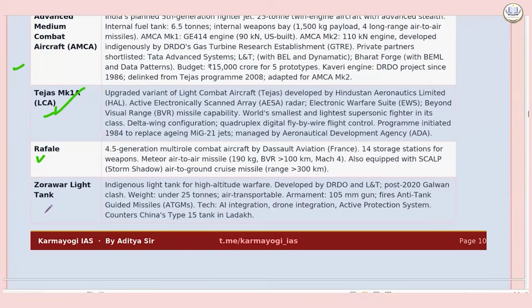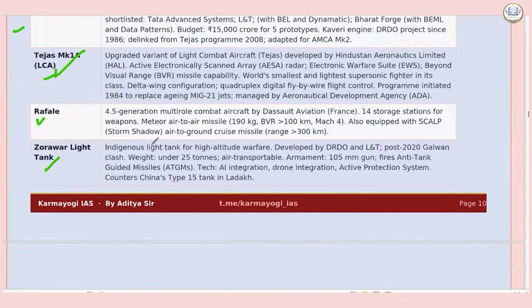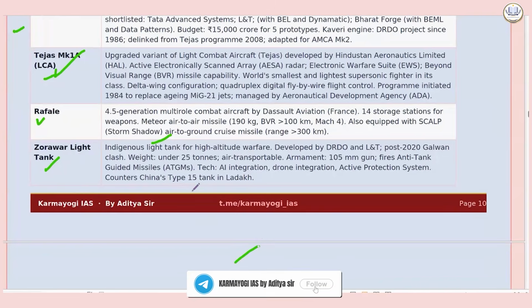Okay. Then we have Zorawar light tank, an indigenous light tank for high-altitude warfare, which is very, very important for India, developed by DRDO and L&T. Post 2020 Galwan clash, weight is under 25 tons, air transportable, and thus we can take it to far places quickly. Armament of 105mm gun, fires anti-tank guided missiles. Technologies: AI integration, drone integration, active protection system. Counters China's Type 15 tank in Ladakh.